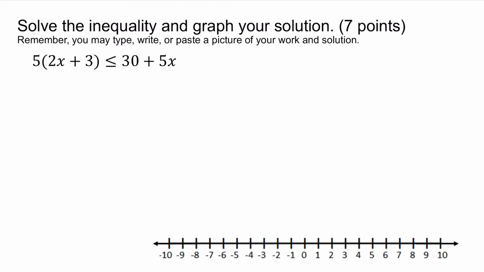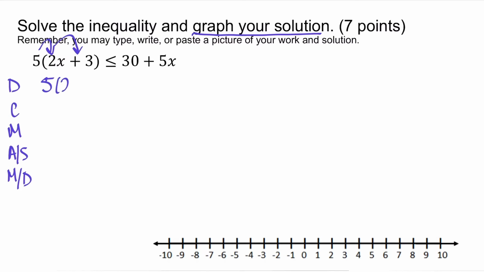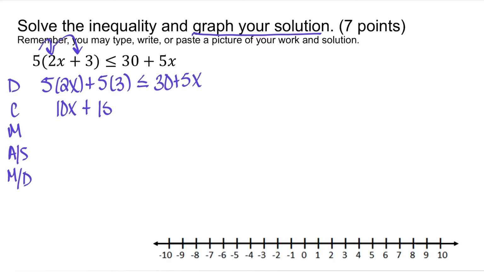So now in this problem we have an inequality. Let's solve the inequality, and remember to graph your solution when you have an inequality. The problem-solving steps are the same: distribute, combine, move variables to one side, add or subtract to isolate, and then multiply or divide to isolate. So we're going to start off by distributing. We get 5 times 2x plus 5 times 3 is less than or equal to 30 plus 5x. So 5 times 2x will be 10x plus 5 times 3 is 15, and that's less than or equal to 30 plus 5x.